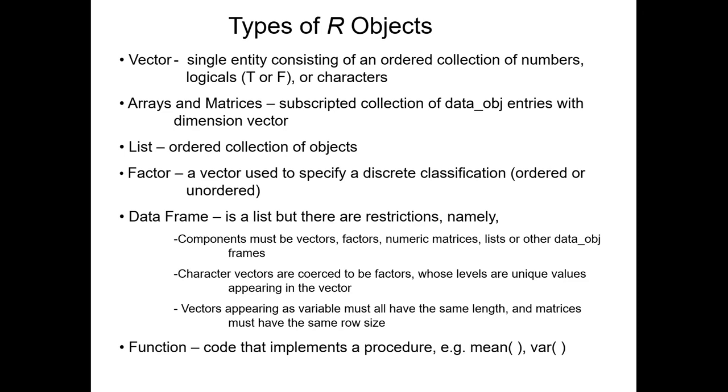And then the last object is a function. That's simply code that's been developed to implement a procedure, like in this slide, a mean. There's a function for doing means and stuff like that. And you will always recognize a function. It's usually a name followed by parentheses, except of course when you're doing mathematical calculations, you'll also have parentheses. But primarily you'll see a function as a name followed by parentheses.